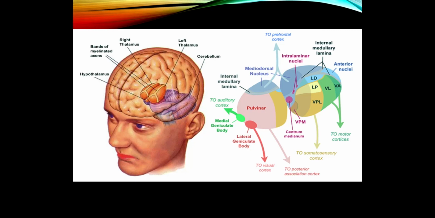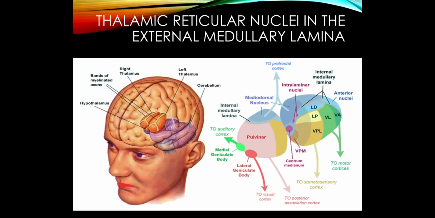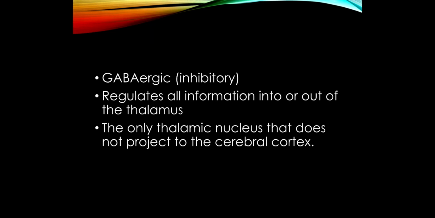Okay, so we've covered most of these nuclei. Now let's just talk about what is happening here around the thalamus. Okay, and this is the external medullary lamina. And so it turns out that this external medullary lamina is loaded with GABA. It's GABAergic, so it's inhibitory.